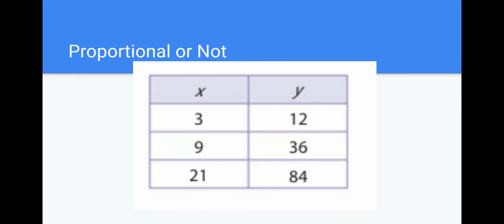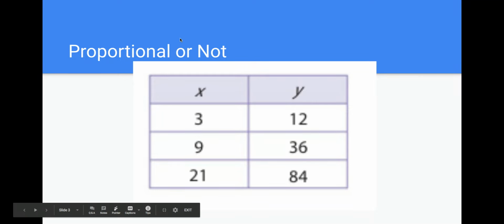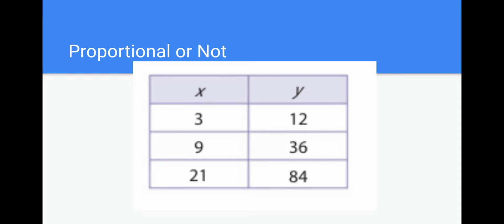Okay, looking at this one, we have a table in front of us. So we want to know, do we have a constant of proportionality? And if we do, is this proportional or not?